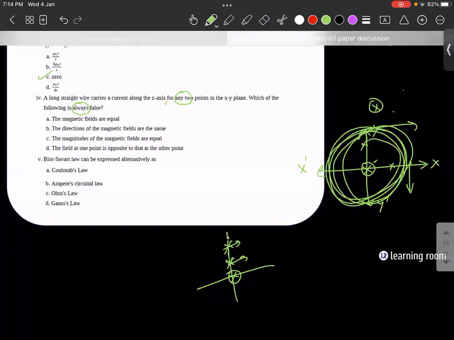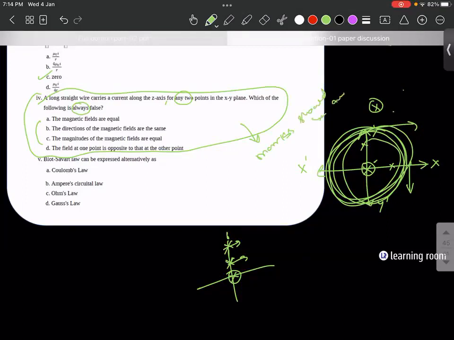But when I talk about the magnetic fields, right, the strength is different. Similar is the case with the magnitudes of them. See, they both actually mean the same. The magnetic fields are equal. Obviously, magnitude of magnetic fields are equal. They both mean the same. And the field at one point is opposite to the other. That is also possible. If I take, I can show two different points where they are going to be equal, I mean, in opposite direction. See, actually, this doesn't make sense. It's ambiguous. Leave it.